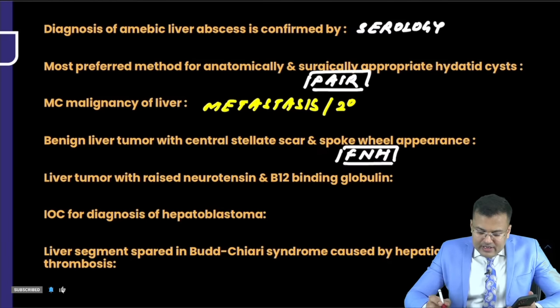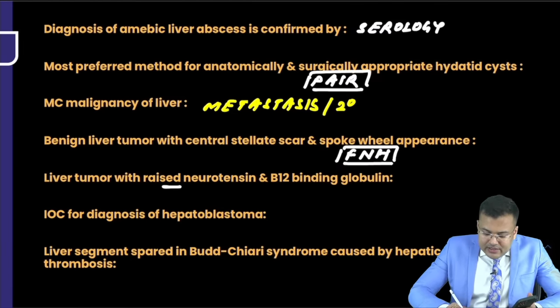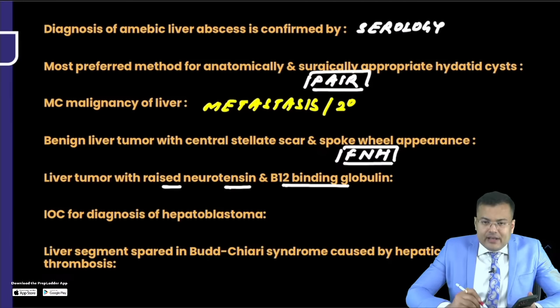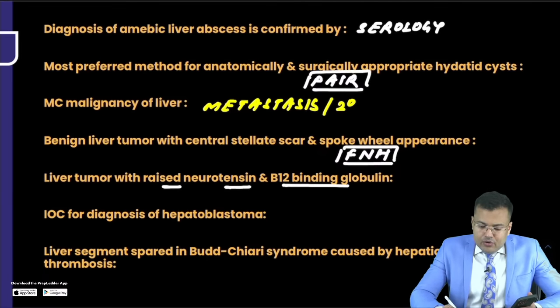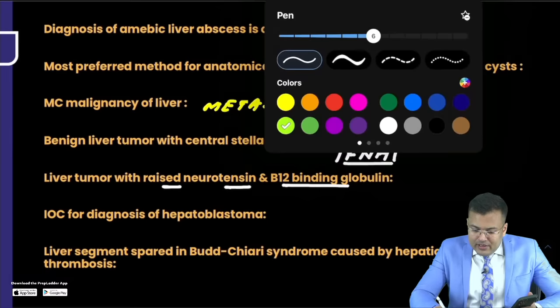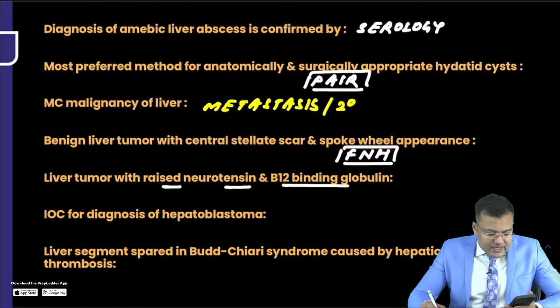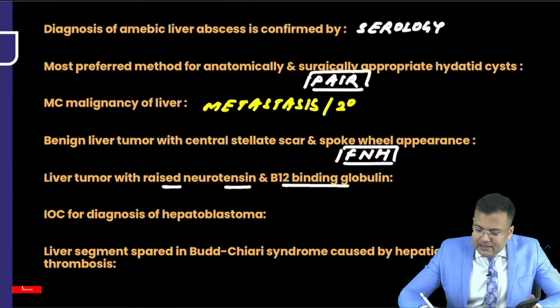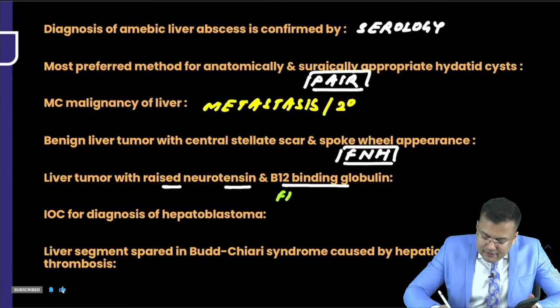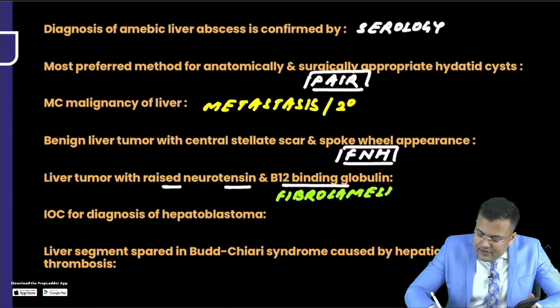Another question, guys, tell me. Liver tumor with raised neurotensin and B12 binding globulin. Which one? Yes, majority is correct. Very good, guys. This is the fibrolamellar variant of HCC.